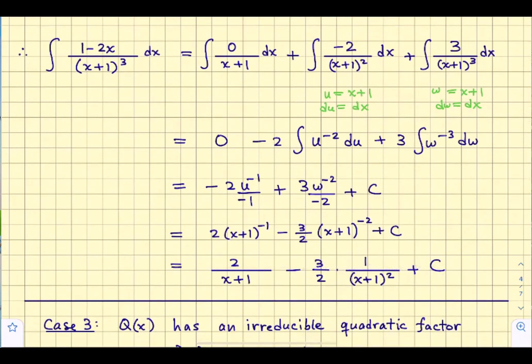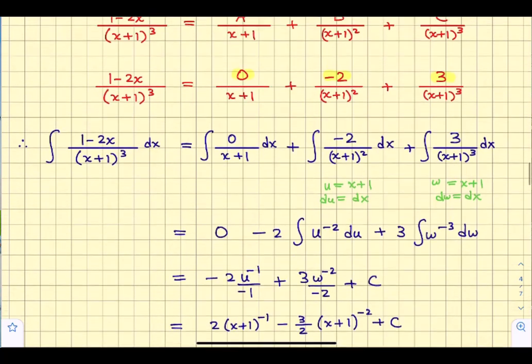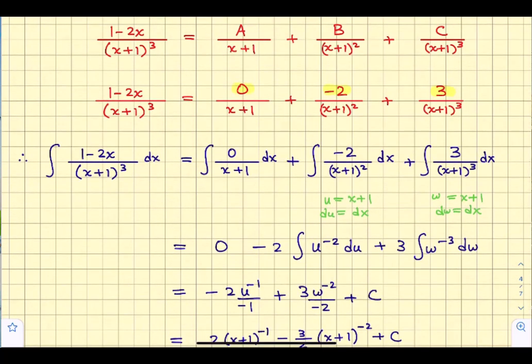Okay, so the idea once again is once we know the template, we use the cover-up method to find the coefficients, and then we integrate the pieces. Hopefully the pieces are easier to integrate than the overall original function was.